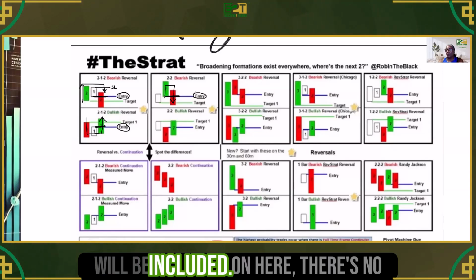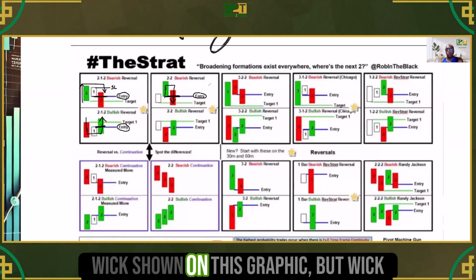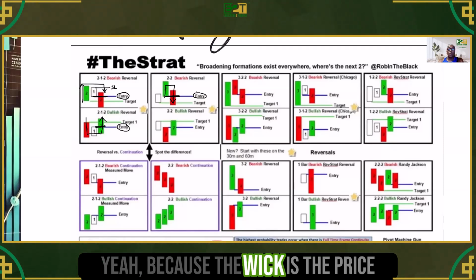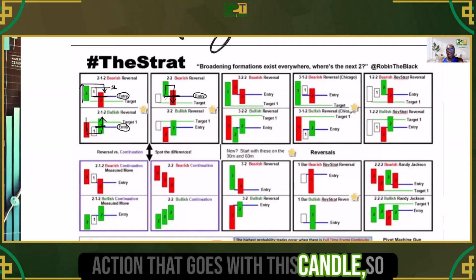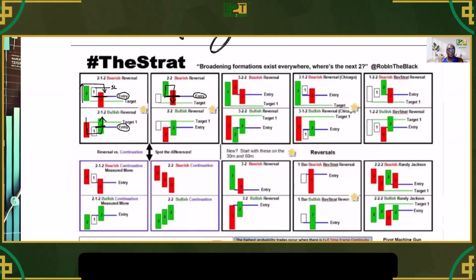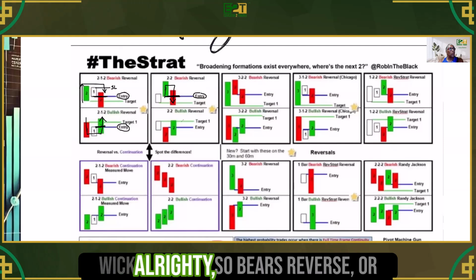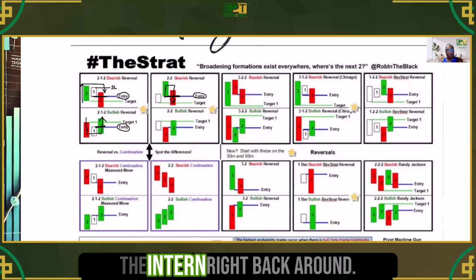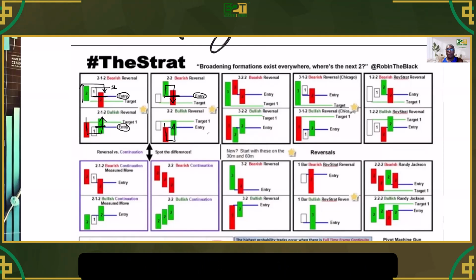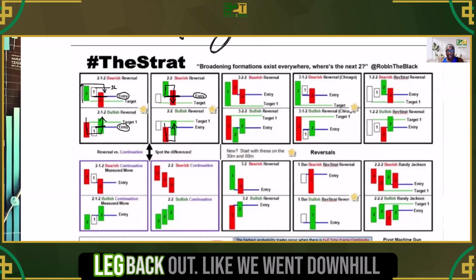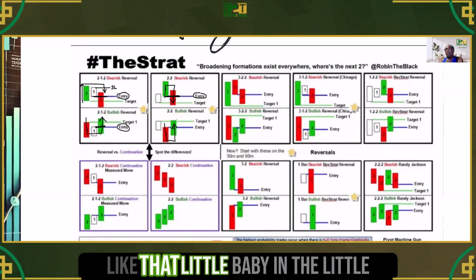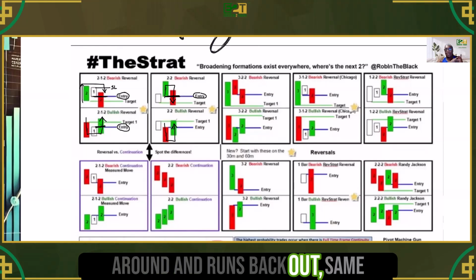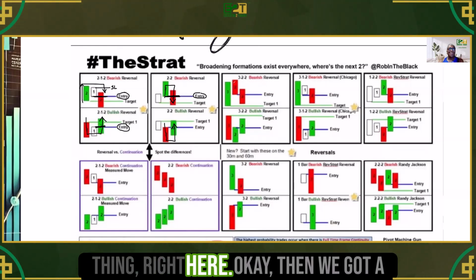The wick will be included. On here, there's no wicks shown on this graphic, but wicks are included. Yeah, because the wick is the price action that goes with this candle. So you would want to include your wicks. All righty. So bearish reverse. Oh, sorry, this was bullish too. So you went down and then it hit something and turned right back around. No base. That's just leg in, leg back out. Like we went down here like that little baby in the little meme that they show where the baby runs in the room and then he turns around and runs back out. Same thing right here. Okay.